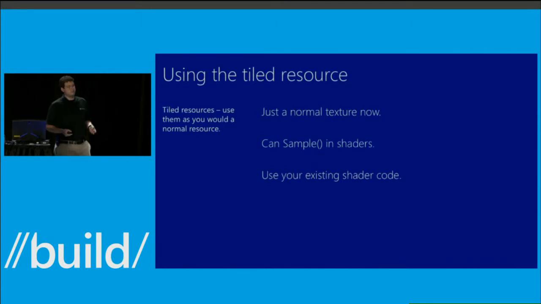So once we've created our tiled resource, how do you go about using it? One of the great things about tiled resources is that it's just a normal texture now. You can sample in shaders, and in fact, you can use your existing shader code. What this means is that you can incrementally adopt tiled resources without, for example, needing to update your entire shader codebase. But if you want to, tiled resources also comes with some new instructions as well.